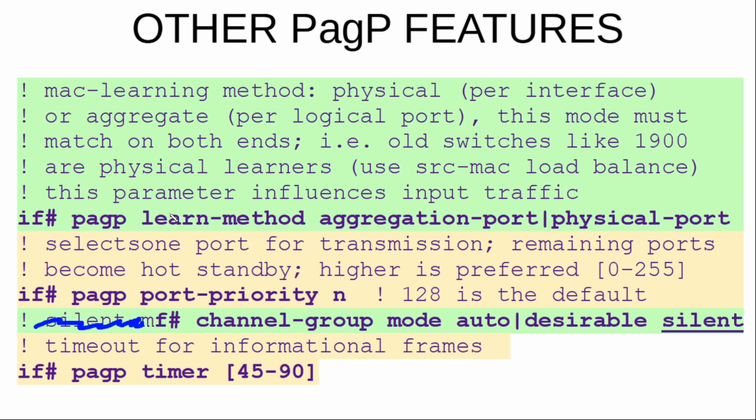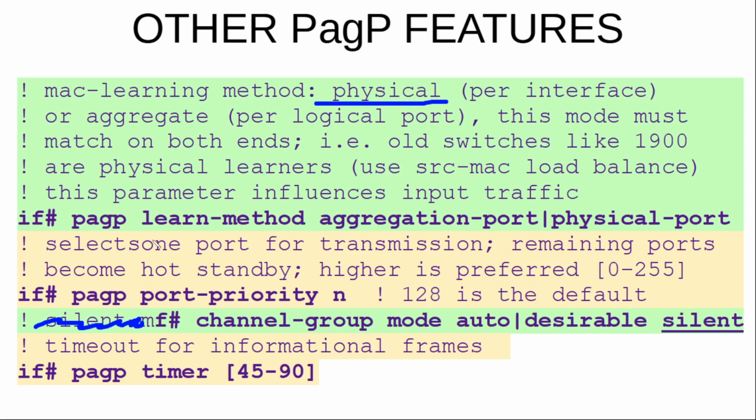There are two ways to learn MAC addresses in PAgP. Physical means that PAgP EtherChannels will learn MAC addresses per every single interface. Aggregate means that it will only learn MAC addresses per port channel. So if you're using physical, you must use physical on both sides. If you choose to use aggregate, you should use aggregate on both sides. Physical is usually the default mode or method.